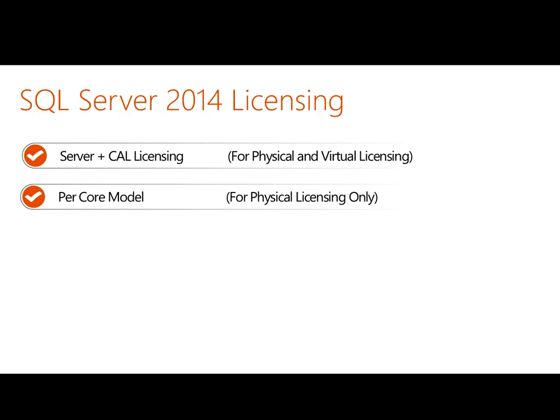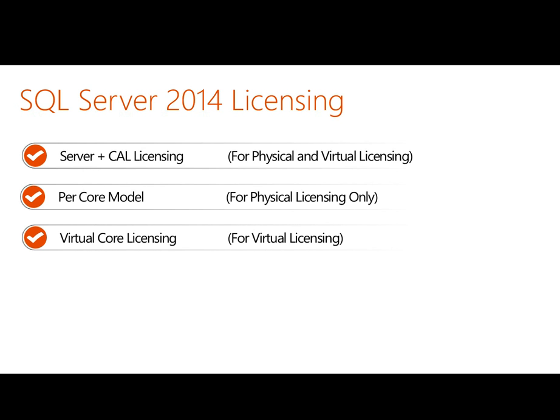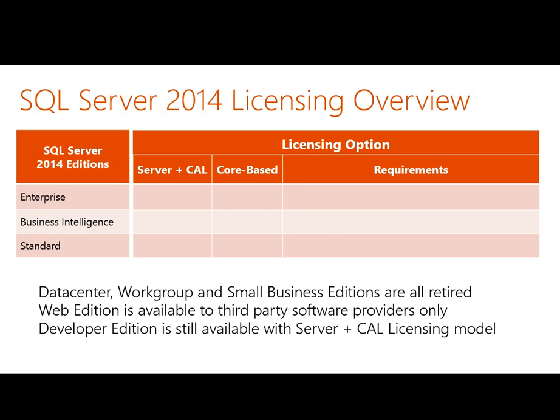Now, this is per core. You basically count the number of cores on a processor. Okay. Virtual core licensing, if you're going to install the SQL Server inside a virtual machine, and we're licensing it per core. And we will discuss the license mobility. So again, we will recap the licensing for SQL Server 2014.